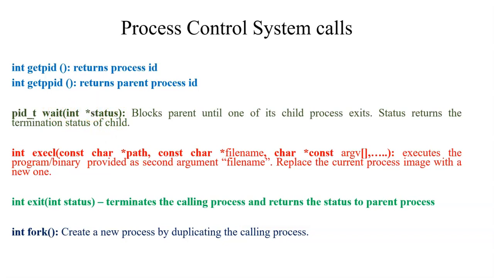Next, the execl system call is used to execute a binary file. The first argument to exec is the path of the binary file. The second argument is the name of the binary file itself. And the third and all the consecutive arguments are going to be the arguments to your binary file. The last argument should be NULL, indicating the end of the argument list. The execl function never returns upon success, whereas it returns -1 on failure.